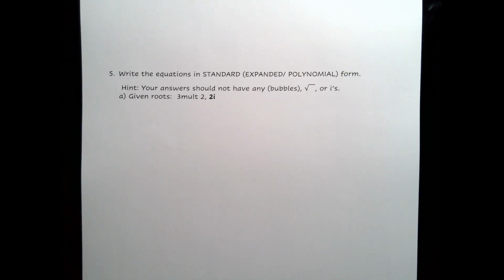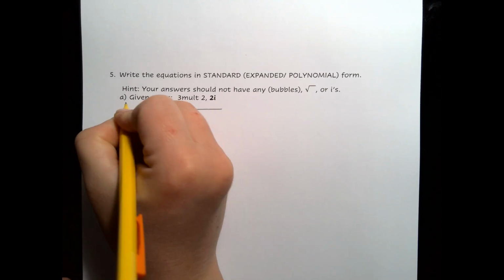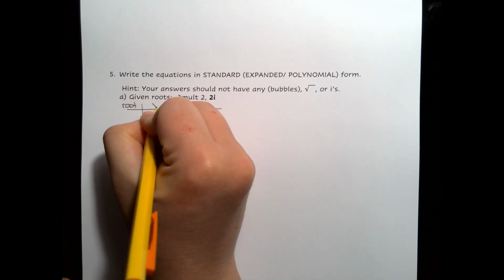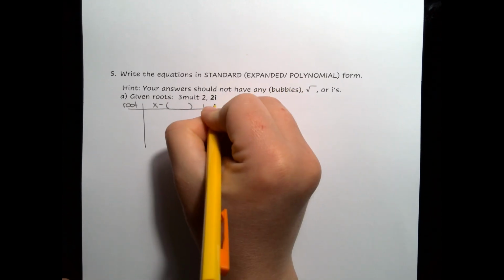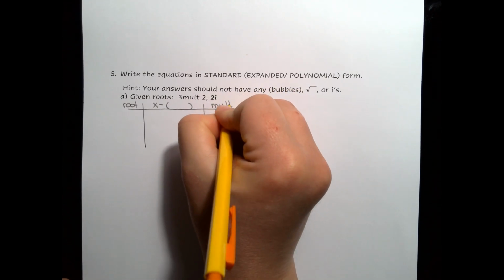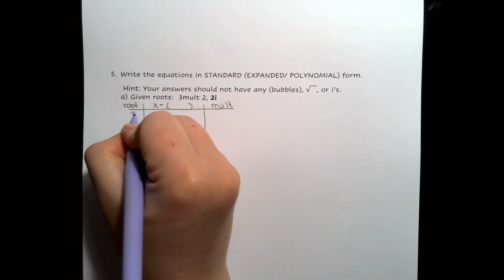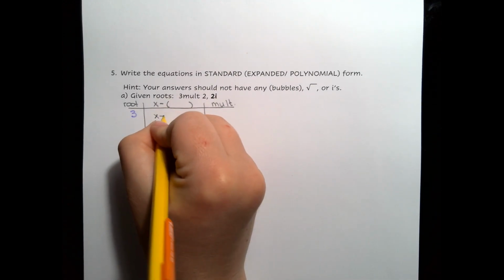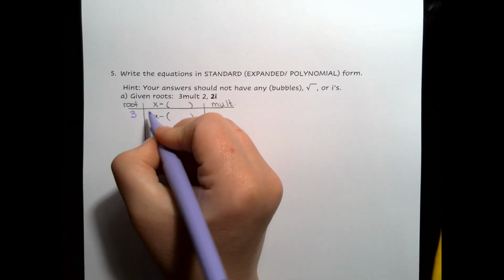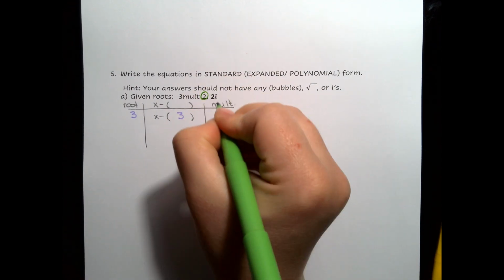Okay. So for question number 5, the given roots, we're going to create a mini table here. So here is the root section. Here's the factored section. And then here's the multiplicity. So for example, we have 3 as a root. That means I am going to have my factor as x minus 3, and my multiplicity is 2.